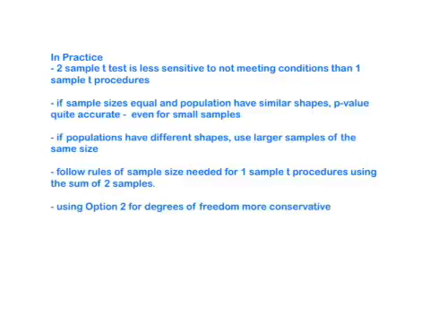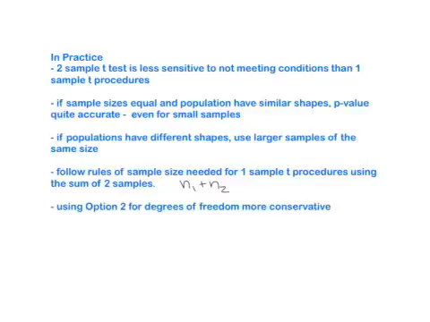have small samples. However, if our populations have different shapes, meaning one's maybe skewed right and one's skewed left, then we would need to have larger samples of the same size. Having samples of the same size is actually going to be a good thing. So we also need to follow the rules of the sample size needed for the 1-sample t procedure, but we use the sum of the 2 samples. So in this case, I'm always going to be looking at N1 plus N2.